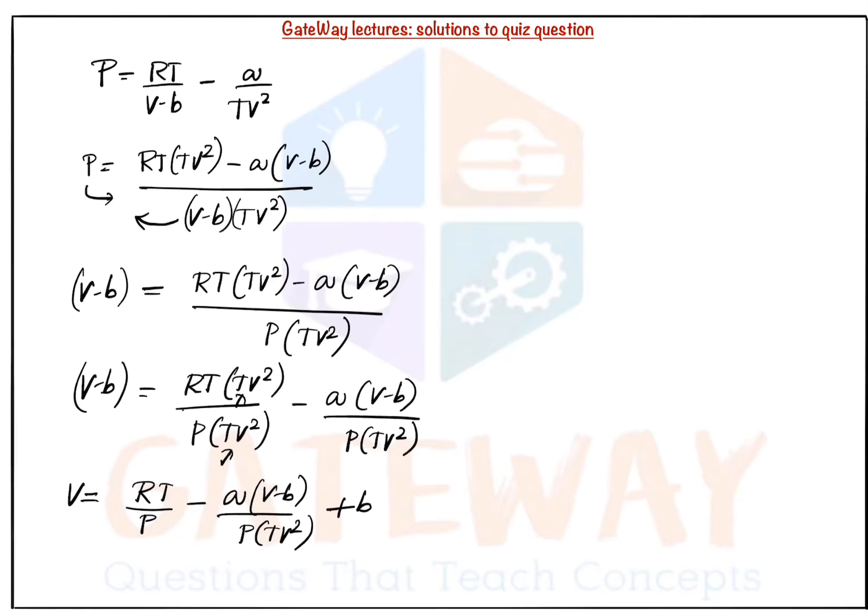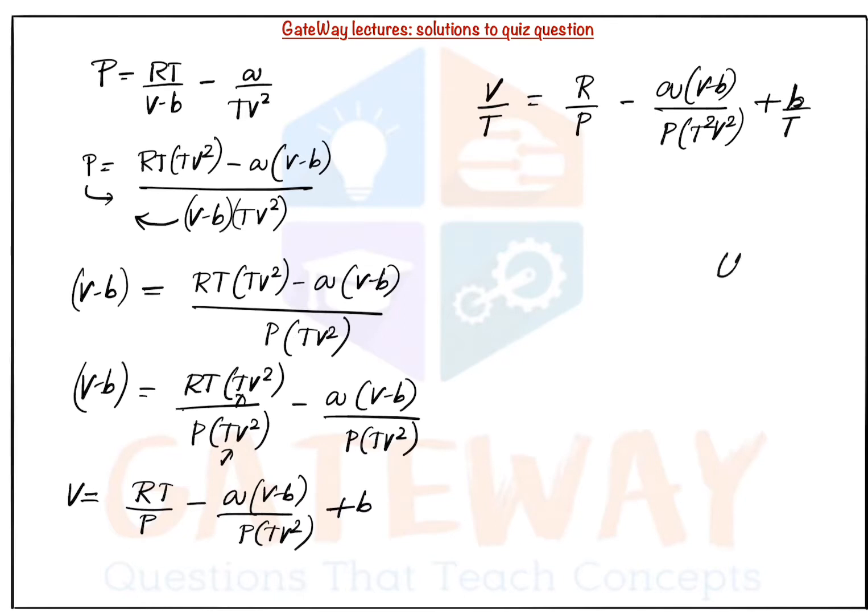We need to get the value of V by T. So divide both sides by T. Then it is V by T is equal to R by P minus A into V minus B by P into T square V square plus B by T.